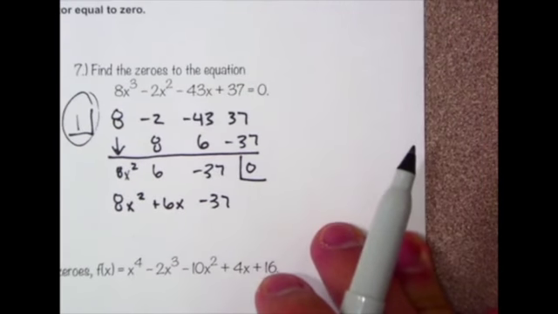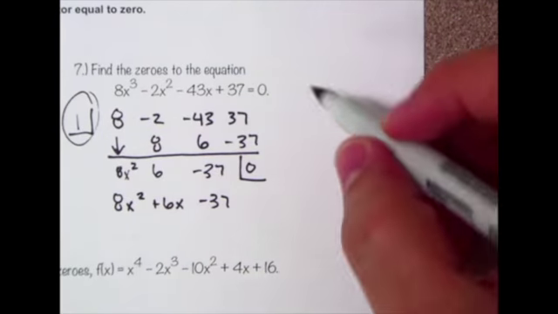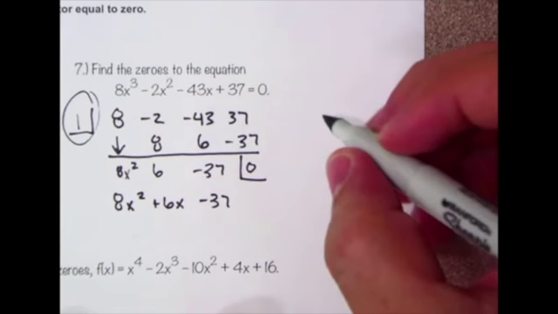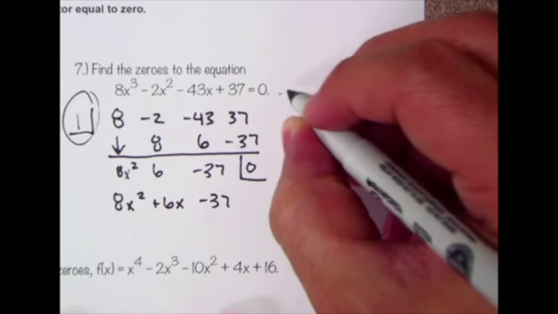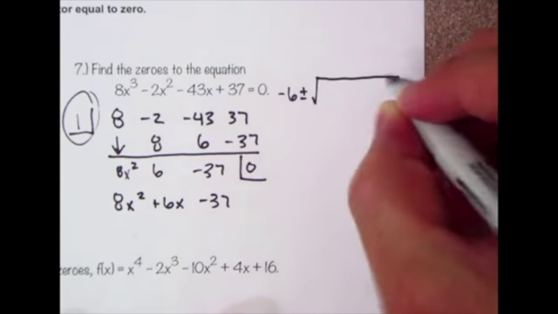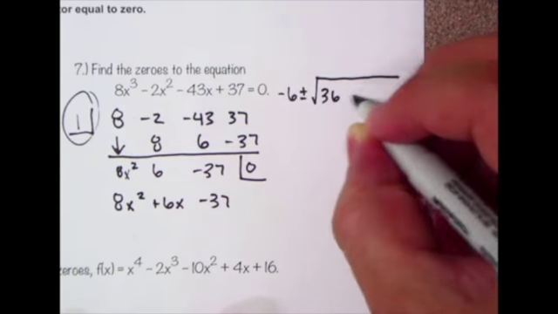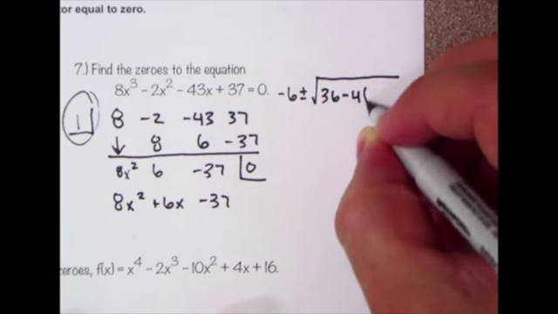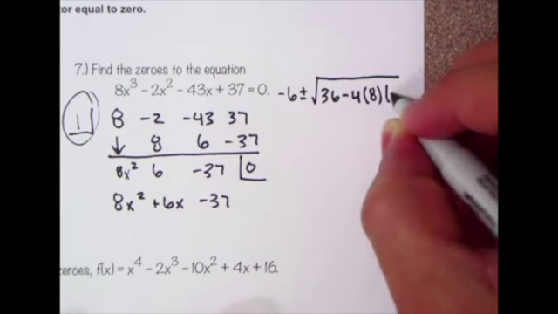Okay, slide this over a little bit. I'm going to do the quadratic formula right over here. So opposite of b is -6 plus or minus the square root of b squared minus 4 times a times c.